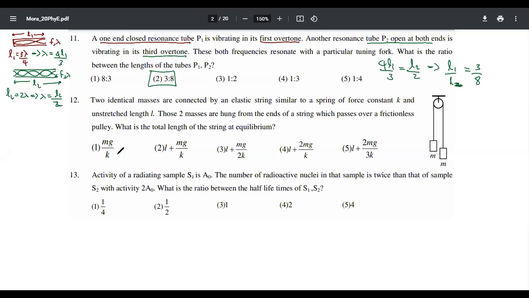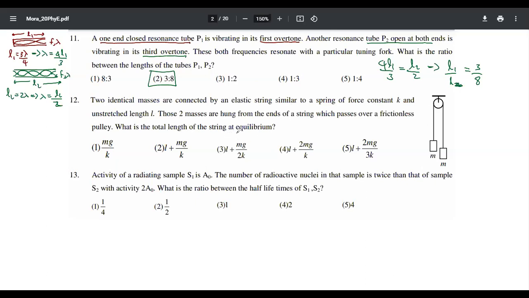12th one. Two identical masses are connected by an elastic string similar to a spring of force constant K and unstretched length L. Those two masses are hung from the ends of a string which passes over a frictionless pulley. What is the total length of the string at equilibrium?